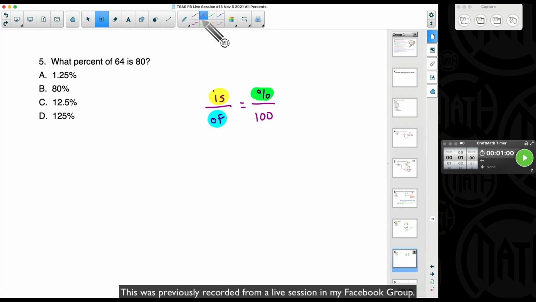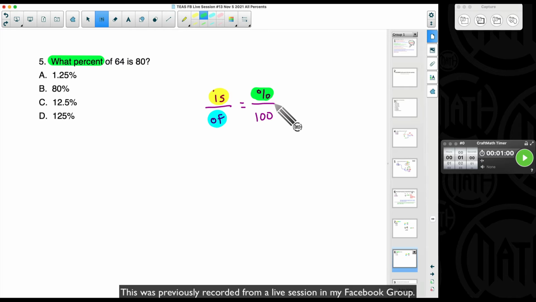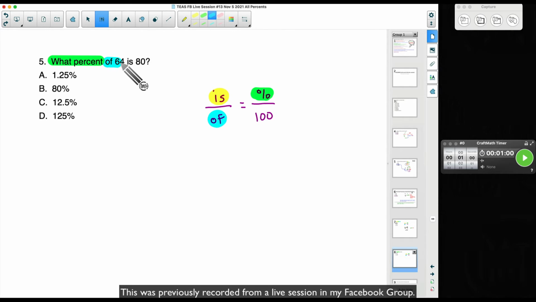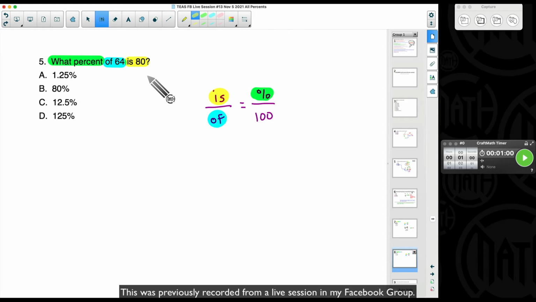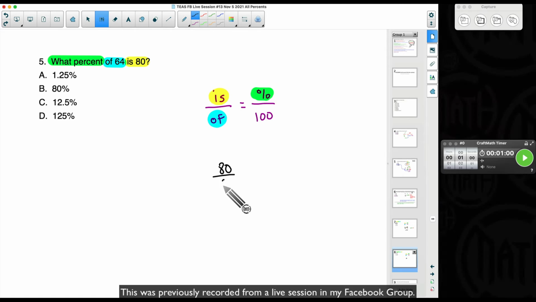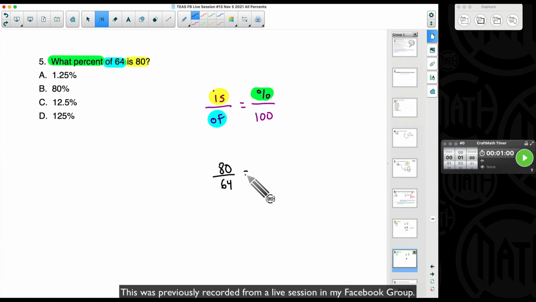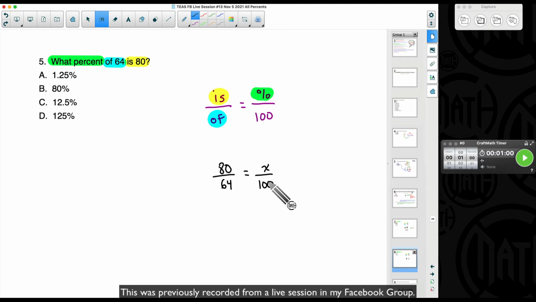So if we look at the question, it says what percent? We don't know what percent. We're going to put our X right here in this spot. Of 64, that is our of piece. That's going to go at the bottom, is 80. Finding a different piece, but the same formula will work. So is 80, that goes up top. Of 64, that goes at the bottom. And then we're trying to find a percent, so we're going to put that X over 100.